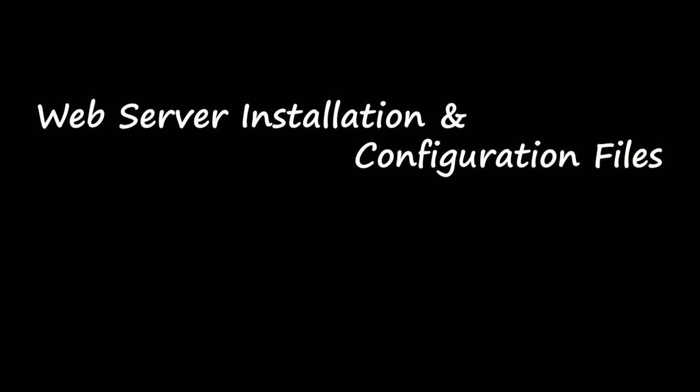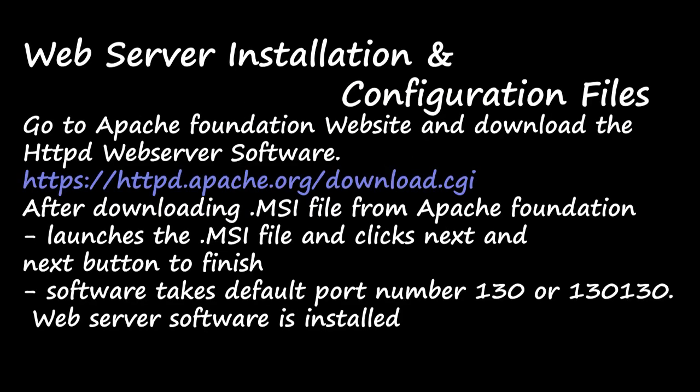Okay, next we are going to see the installation and configuration of this Apache HTTPD web server and the PHP module in a Windows Server machine. For that, first you have to go to the Apache Foundation website, and then we have to download the HTTPD web server software. For that they have given a link here: https://httpd.apache.org/download.cgi. If you type this in your browser, you will get the setup.